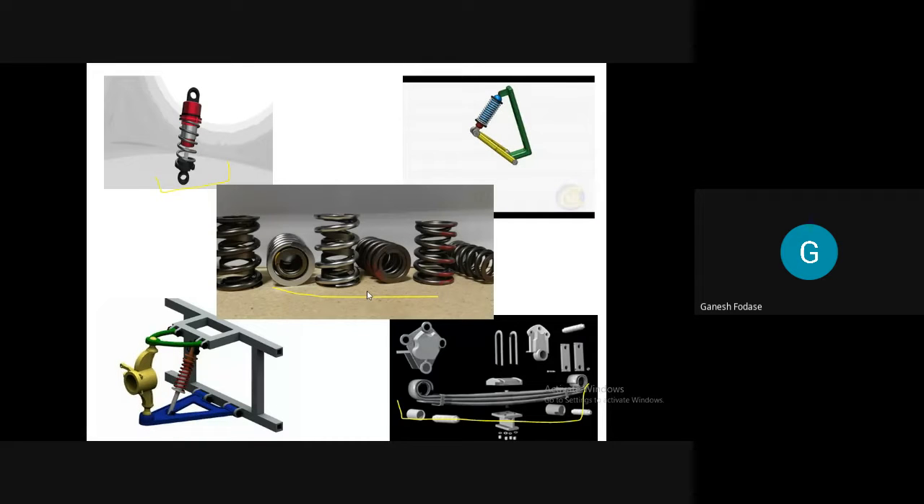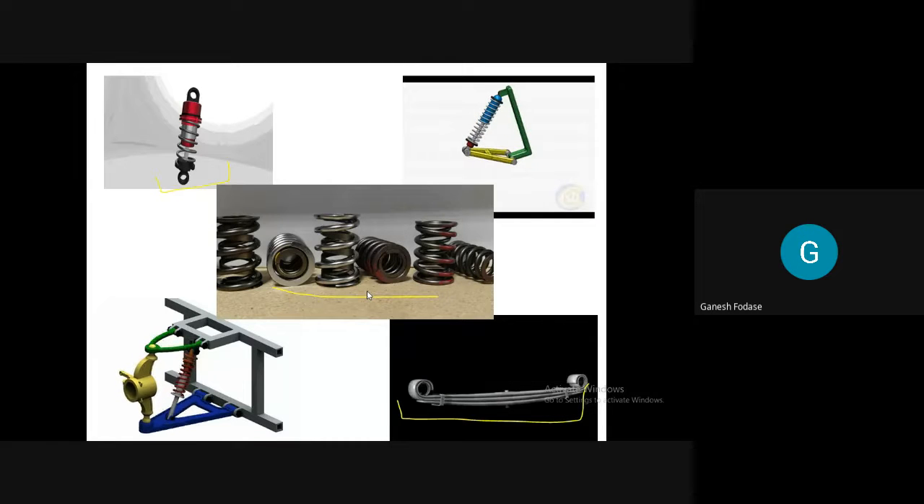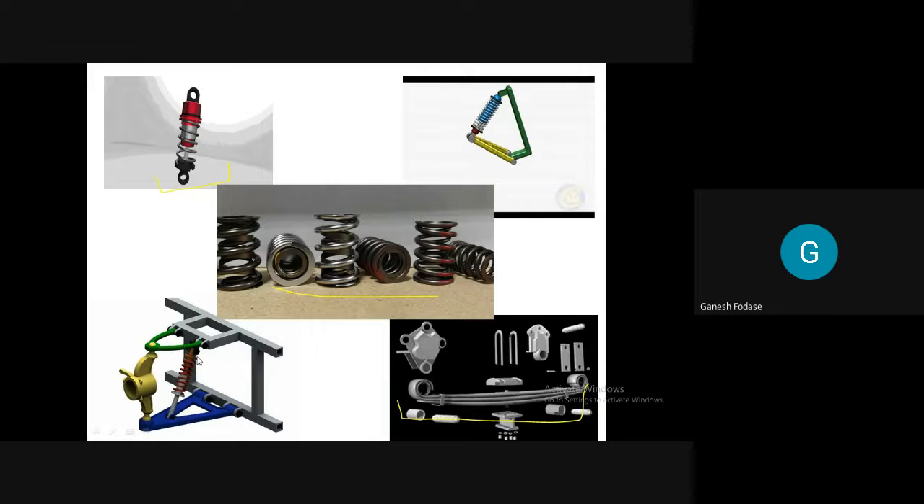Helical spring, okay. Which one is this one? Leaf spring. Leaf spring, okay. All these are helical springs, and you can see this one is where it is used. I hope it is known to you.